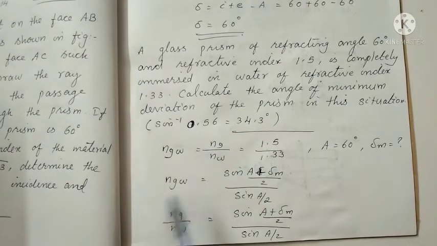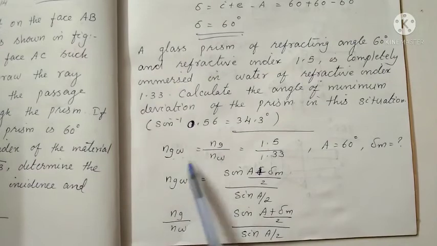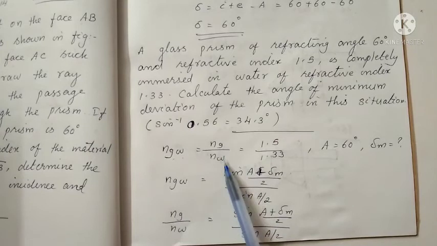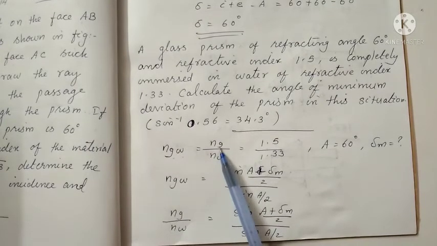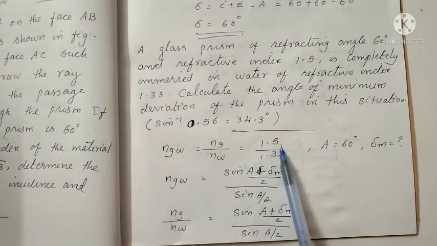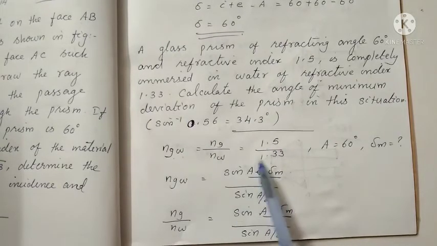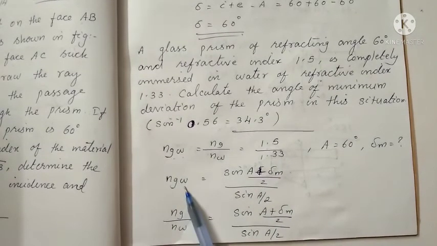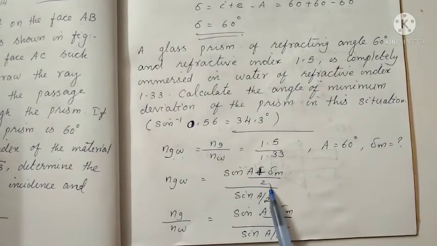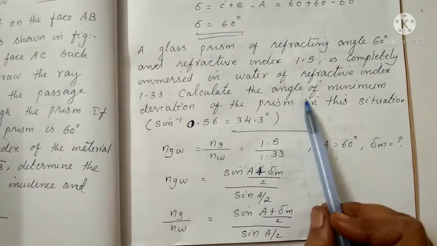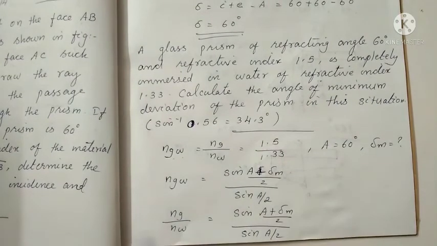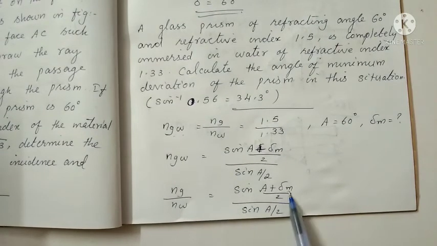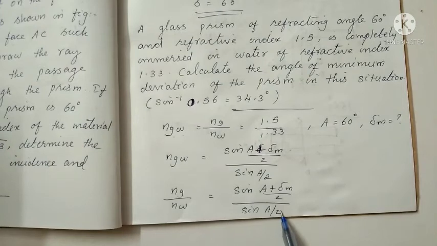So we can write refractive index of glass with respect to water, that is Ngw equal to Ng by Nw. So that is Ng, the refractive index of the glass, that is 1.5 divided by refractive index of the water 1.33. So we can write the equation, refractive index of glass with respect to water equal to sin of A plus delta m by 2 divided by sin A by 2. You want to calculate the angle of minimum deviation.